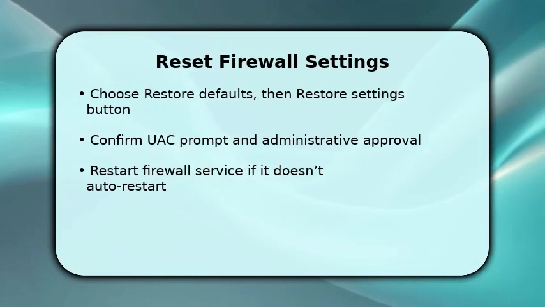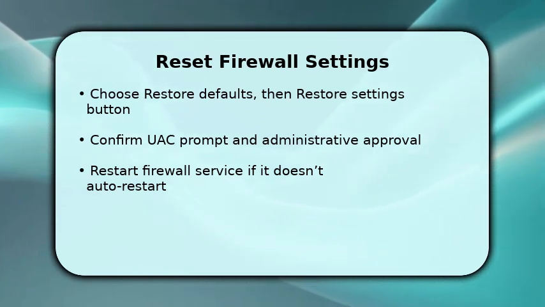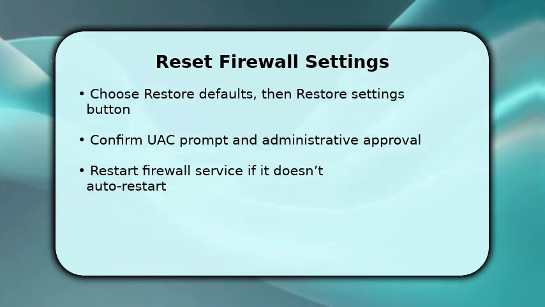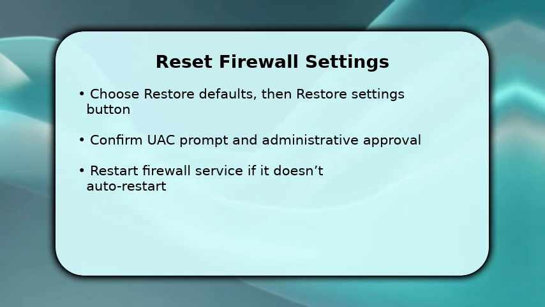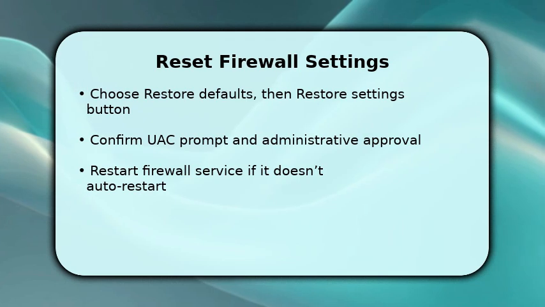You now reset the configuration. In Firewall Settings, click Restore Defaults, then press Restore Settings and confirm the UAC prompt. This removes custom rules and returns profiles to default behavior. That's why you backed up or noted key rules earlier.